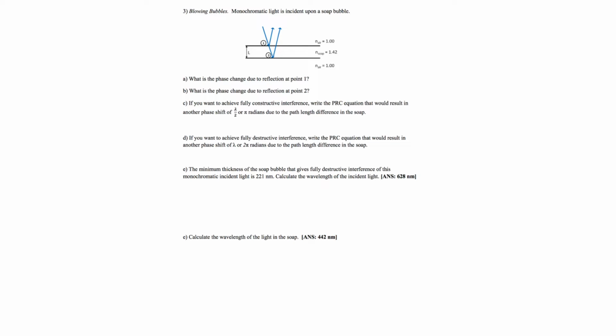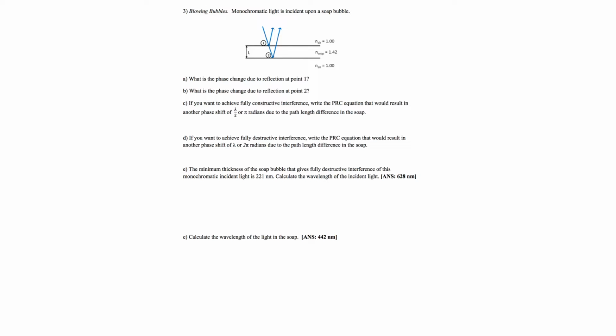Okay, now number 3, the same type of question, thin film interference, but the last time we were going from low to higher index of refraction. Here we're going from low to high to low. So this is the bubble problem, if you will. So we have air, some soapy layer, and then air again.